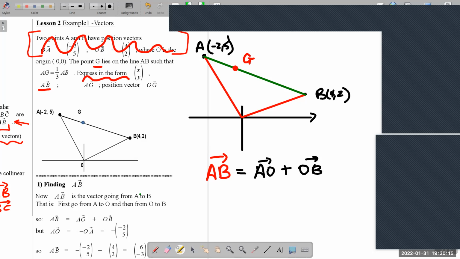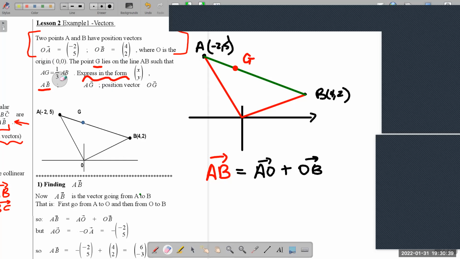Based on what they give us now, let's go back to the original question. Based on the question now, what did they give us already? They gave us OA and they give us OB. Don't we have everything we need? Because we don't know how to change OA to AO, and they don't give us OB direct.